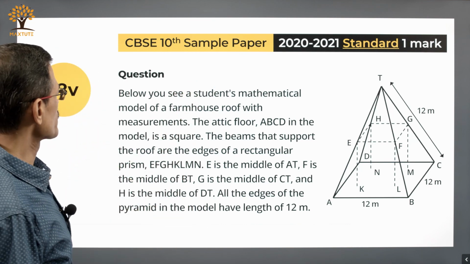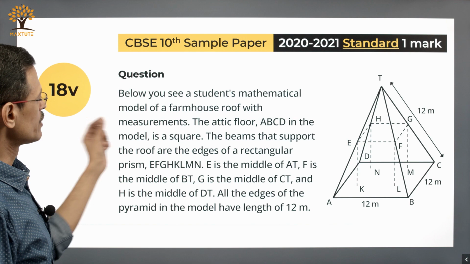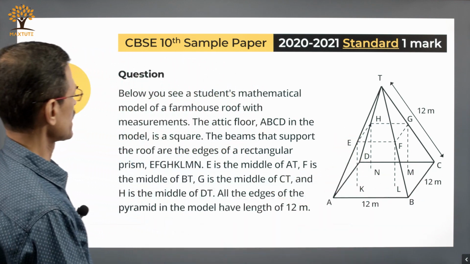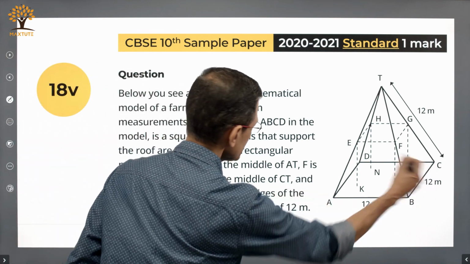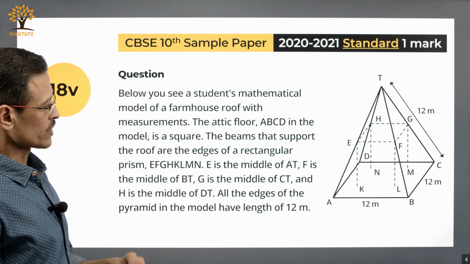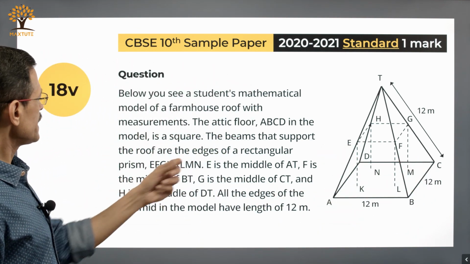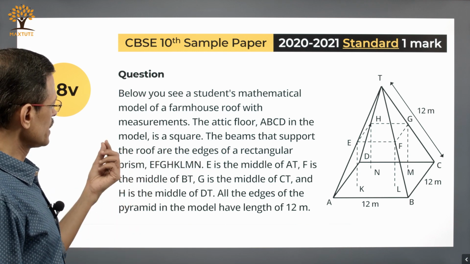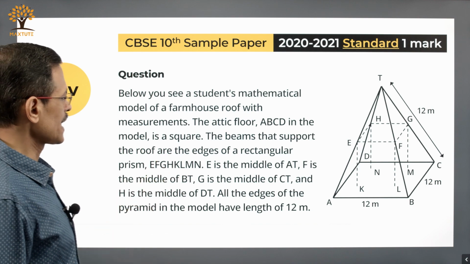Below you see a student's mathematical model of a farmer's roof with measurements, right? This is the roof, which is an attic floor it's got, right? The attic floor ABCD in the model is a square. So ABCD is a square. The beams that support the roof are edges of a rectangular prism EFGHKLMN, right?